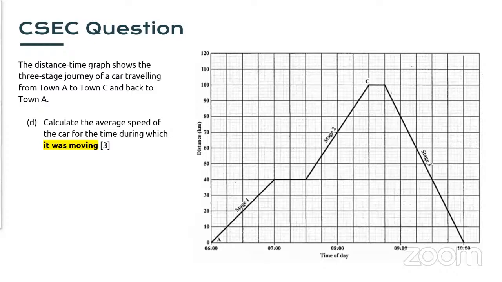Very nice. Now let's go to the final part of the question, which asks us to calculate the average speed of the car for the time during which it was moving. This one is a little different than the ones we did before, but nevertheless, we can still do it together. The first thing we need to ask ourselves, if we're talking about average speed, is the total distance that was taken and the total time that was taken.